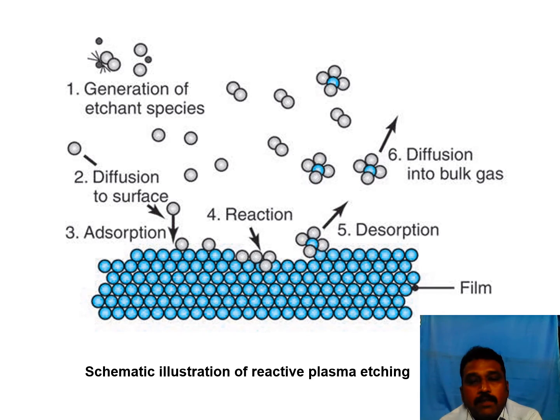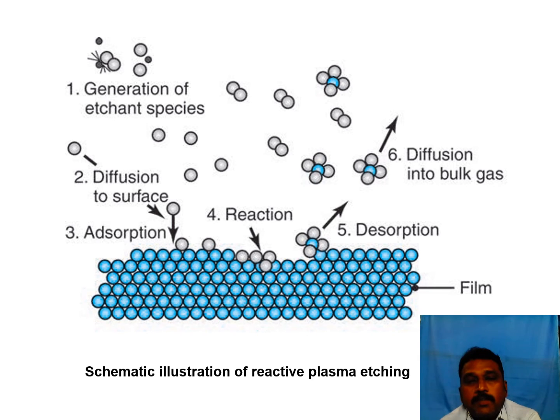You see here, this is the film surface, and the generation of etchant species, and then diffusion to the surface, and then absorption is carried out. So the etchant species will react with the film here. Then what will happen? Due to the reaction, the film atoms are desorbed. That is, they are removed from the layer, removed from the film. You can see here, it is removed from the film and then diffused into the bulk gas. It is carried away as bulk gas.